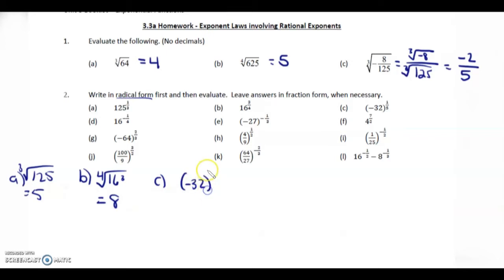Okay, negative 32 to the 1/5. So the fifth root of negative 32. Okay, I get negative 2.